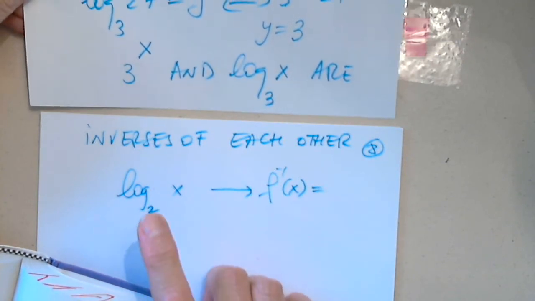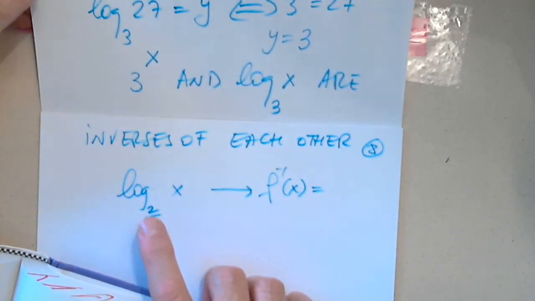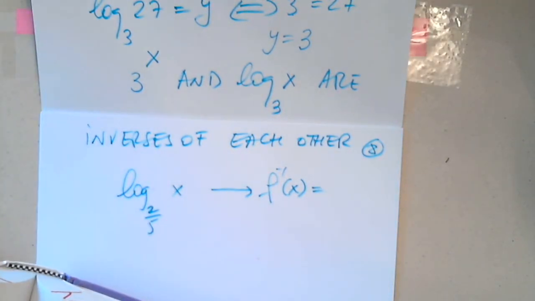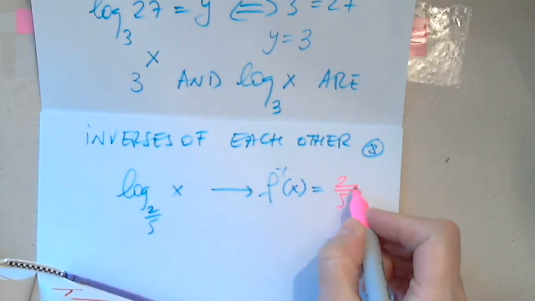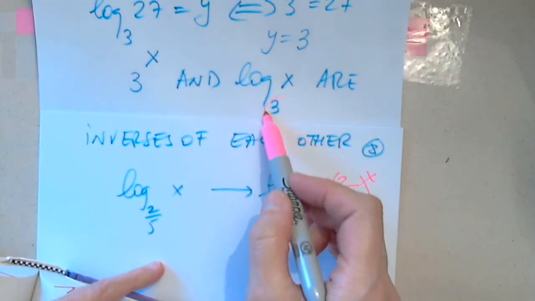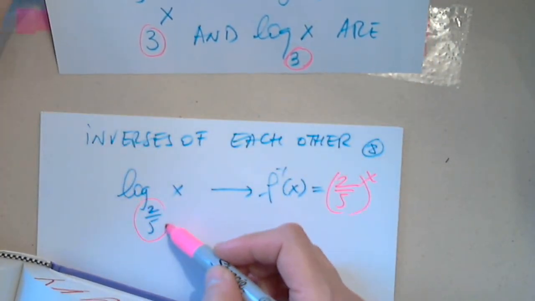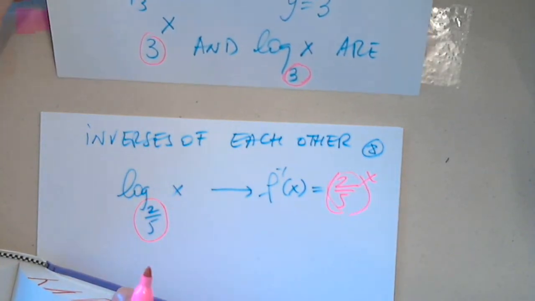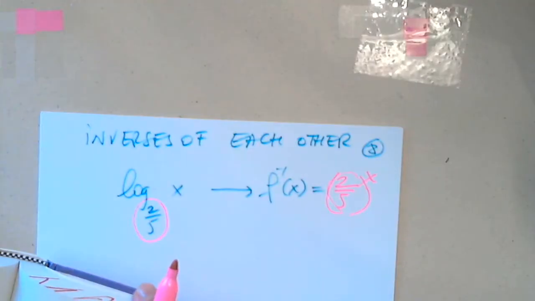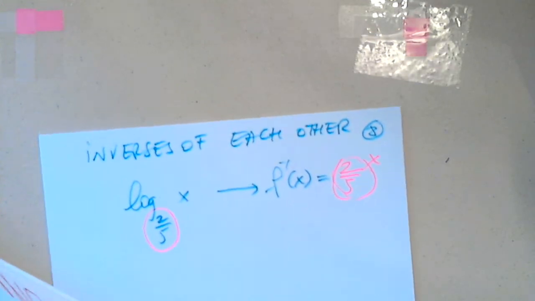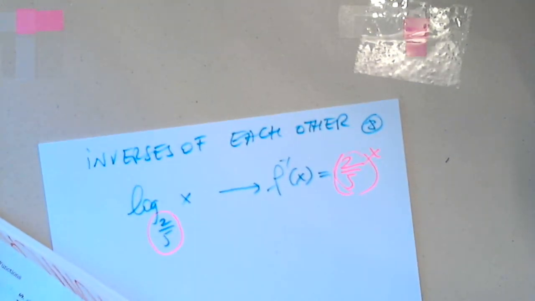Right. The base must be exactly the same base. See, this base is 3, this base is 3. This base is 2/5, this base has to be 2/5. That's how it works. Questions?